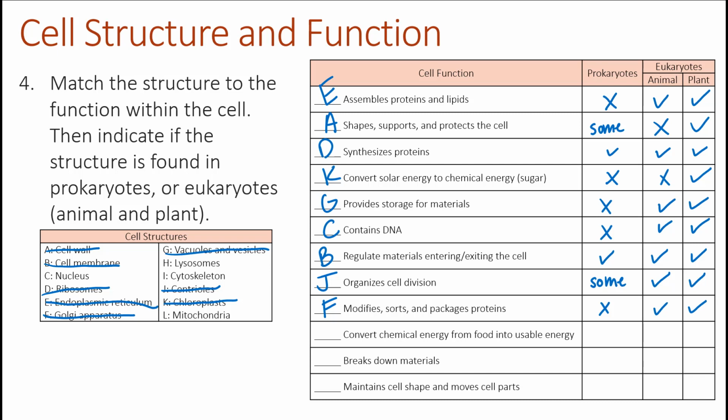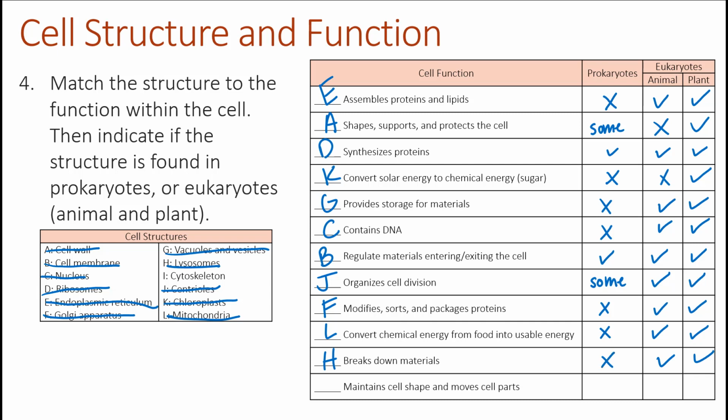Converting our chemical energy from food into usable energy, that's going to be our mitochondria. So mitochondria are not found in prokaryotes, but they are found in eukaryotic plant and animal cells. Breaks down materials, that is the job of our lysosomes. So lysosomes are going to be present in our eukaryotic cells, but not in our prokaryotic cells.